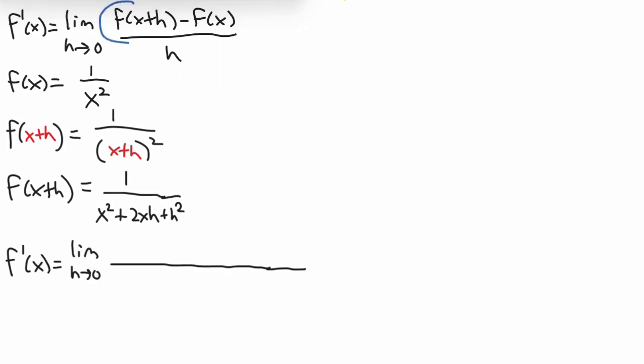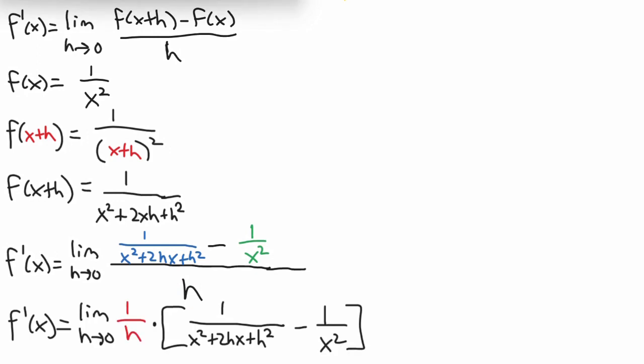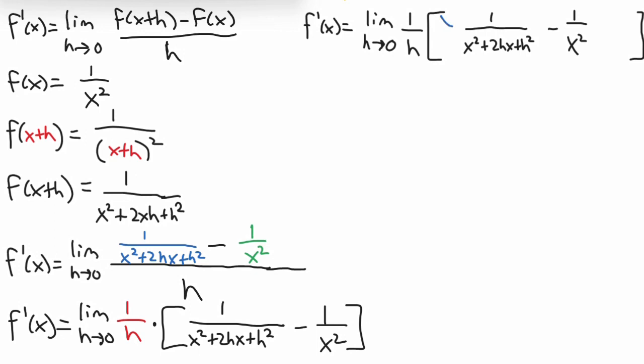We just found f of x plus h to be this. From that, we're going to subtract f of x, which is 1 over x squared. It's all divided by h. Dividing by h is the same thing as multiplying by 1 over h. From here, let's get a common denominator within the brackets. So we're going to multiply the first fraction by x squared over x squared. The second fraction we're going to multiply by this.